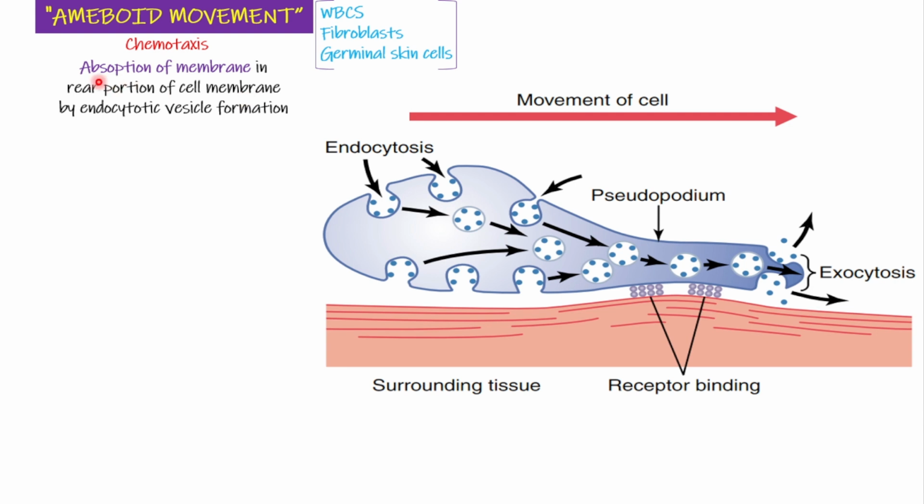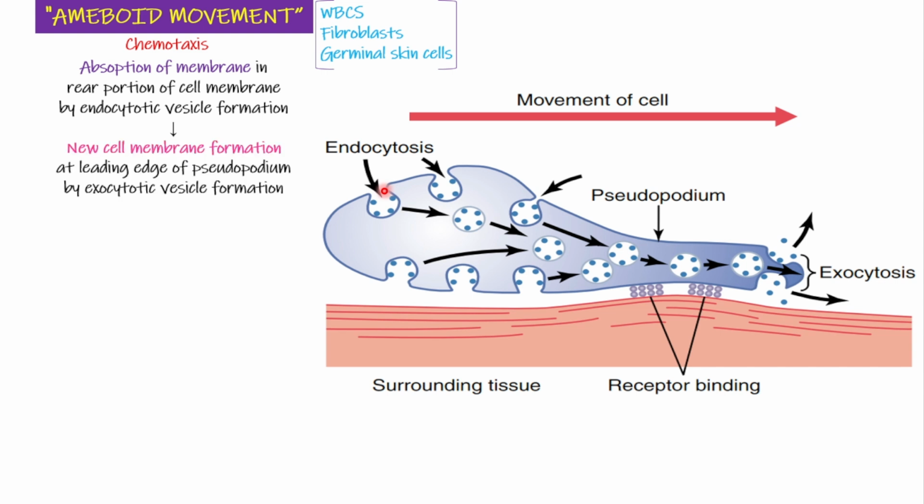First step is absorption of the membrane in the rear portion of the cell membrane. And how is this absorption taking place? By the formation of endocytotic vesicles. Now, what will happen? These endocytotic vesicles will move to the opposite side, and a new cell membrane formation will take place at the leading edge of the pseudopodium.